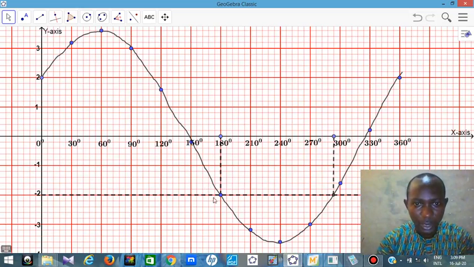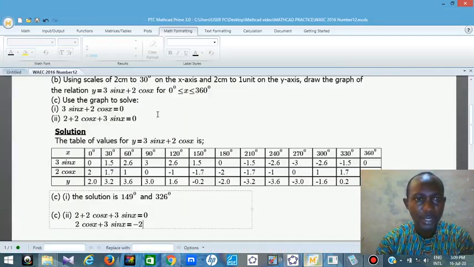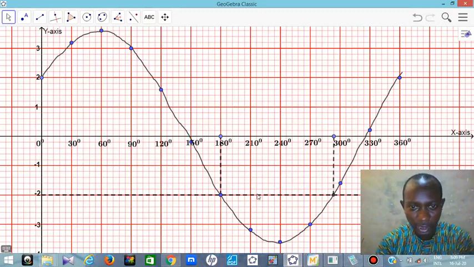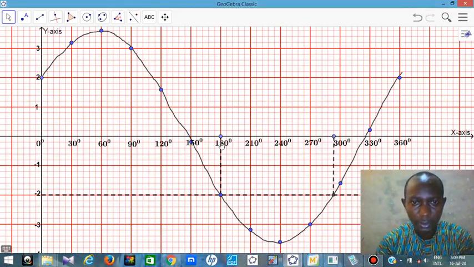So what this question is talking about here is when this graph is equal to -2, and this graph we plotted is equal to y. So when y is -2, just go to your graph paper, from -2 draw a straight line using a broken line, where it crosses the graph here, trace it up to the x-axis. So this value is what we need. You need this one, then come here, trace it up to the x-axis. You need this. So these are our two answers for the second part.